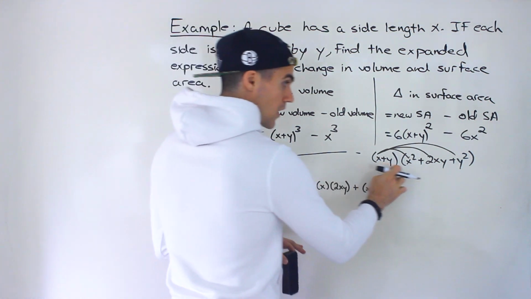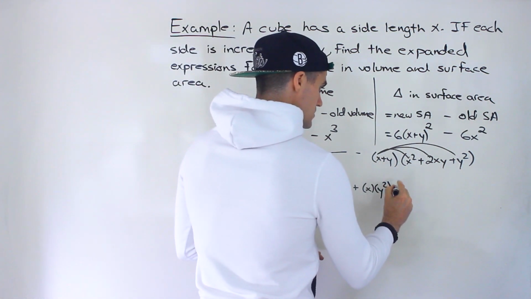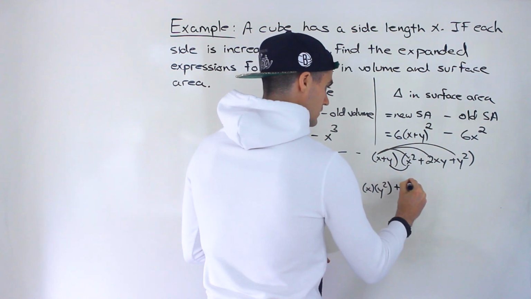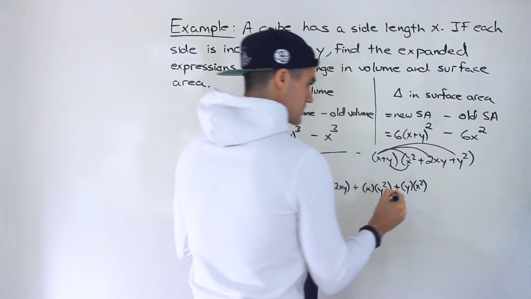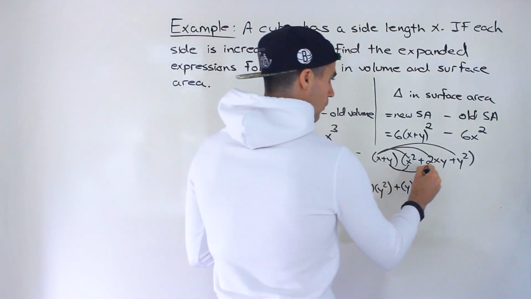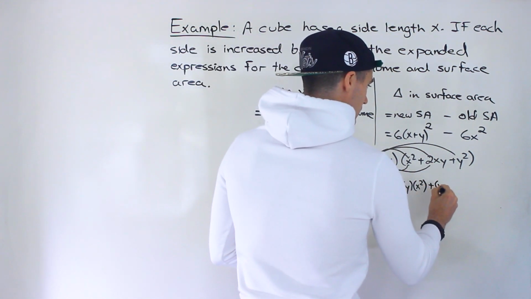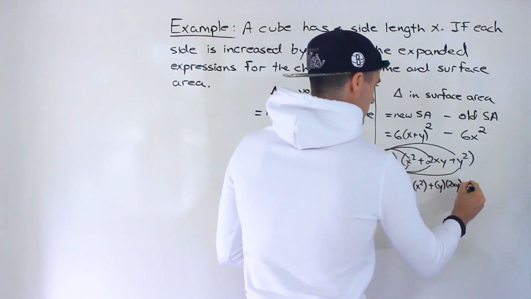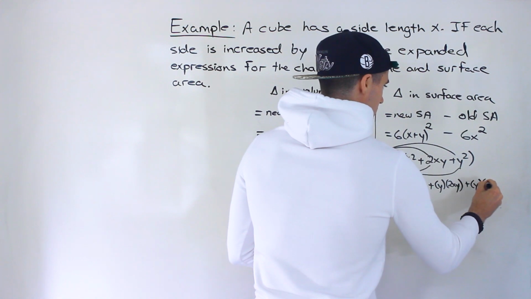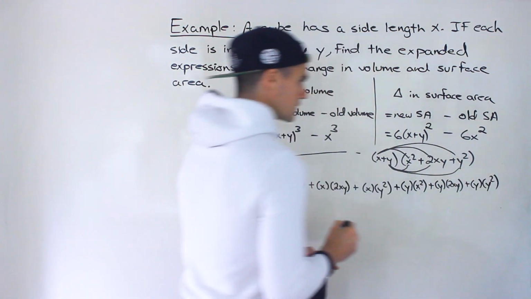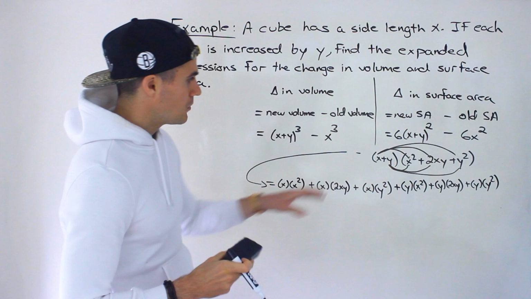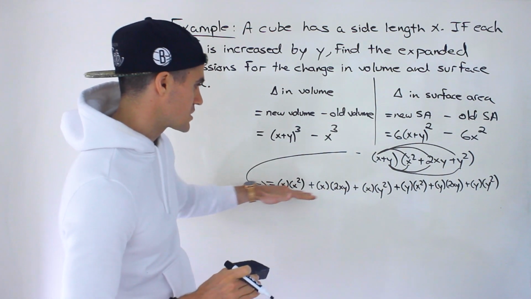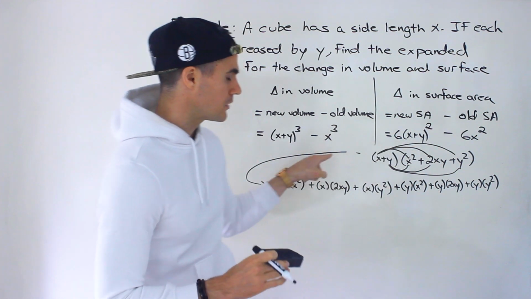And then we have to take this y and multiply it by all those elements. So we'll have y times x squared. Then we'll have y times 2xy. And then we'll have y times y squared, like that. Okay, when you're multiplying these, if you feel fairly comfortable, you can just simplify them right away when you're multiplying them.